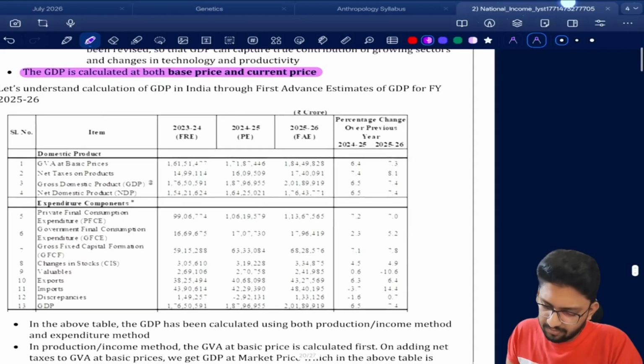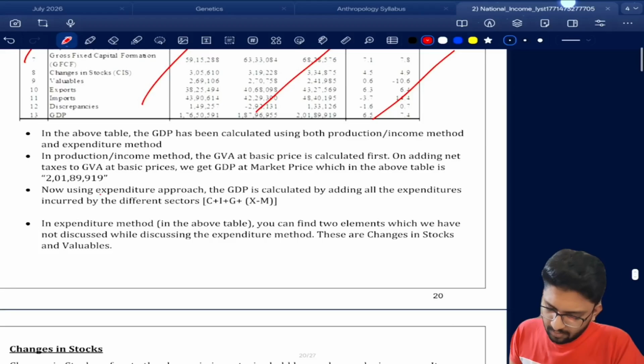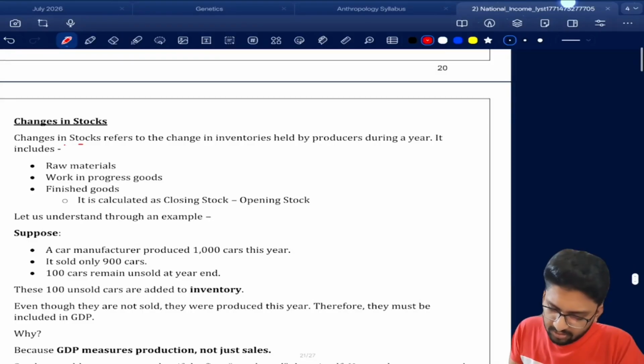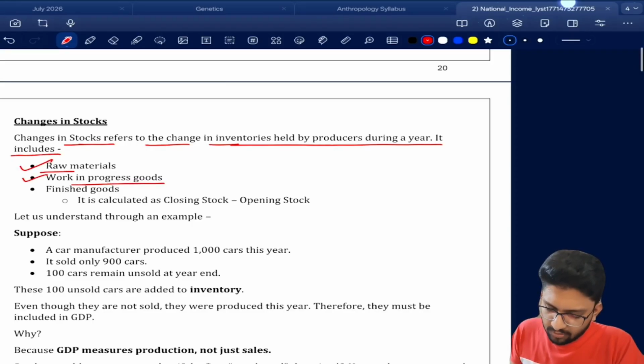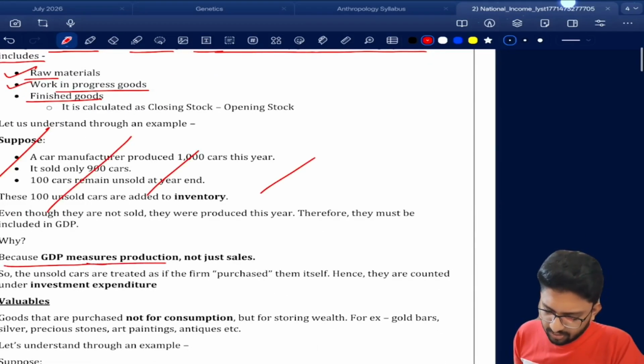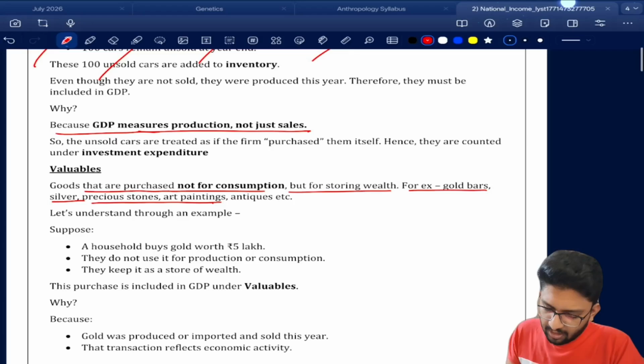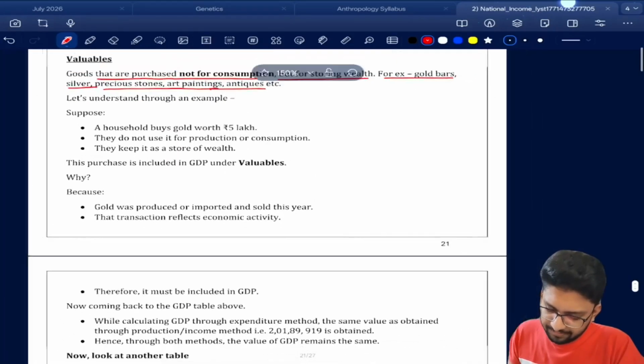Let's understand the calculation. Now, by using expenditure, GDP is calculated using this formula. Changes in stocks refers to the change in inventories held by a producer during a year. It includes raw material, work in progress goods, and finished goods. It is included because GDP measures production, not just sales. Valuables are goods that are produced not for consumption but for storing wealth, for example, gold bars, silver, precious stones, art, paintings, and antiques.